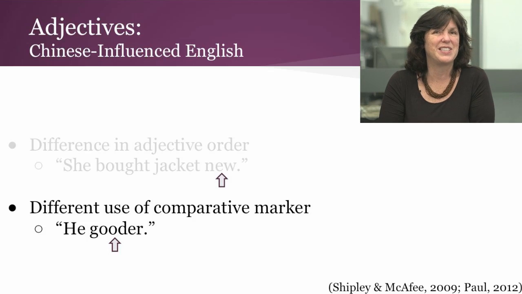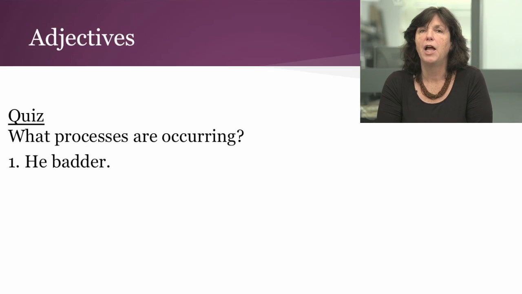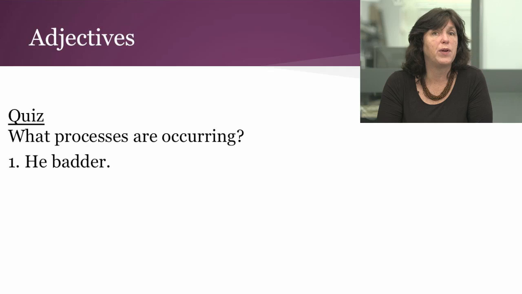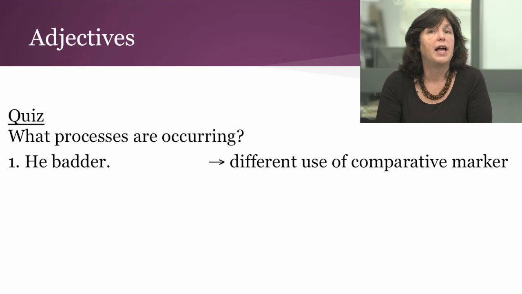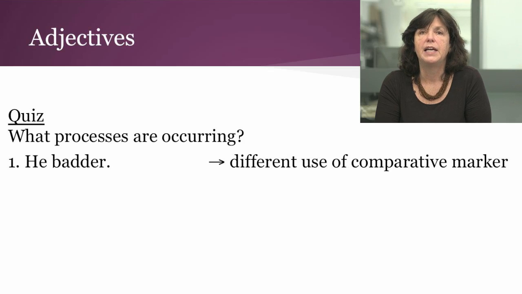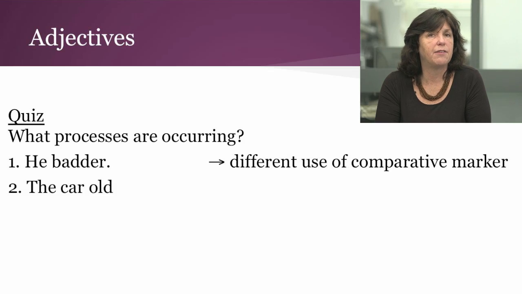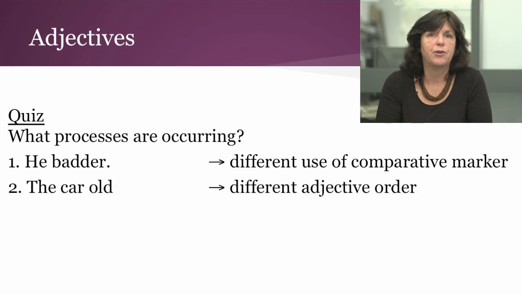Let's take a quiz to assess our understanding. What's happening in number 1? He batter. Well, besides omission of the copula, we have different use of the comparative marker, adding an ER to the adjective bad. And in the car old, we have different adjective order.